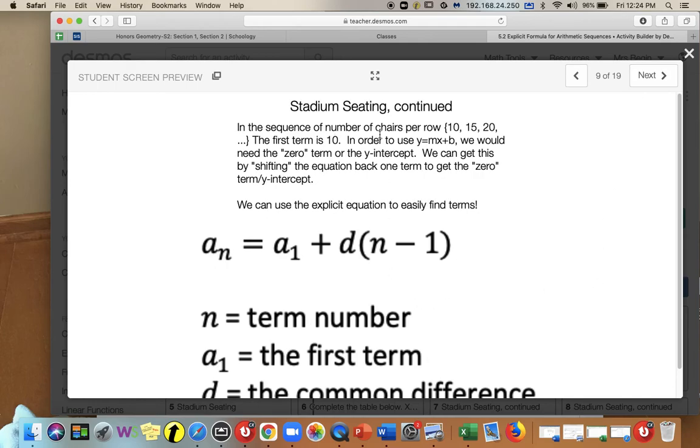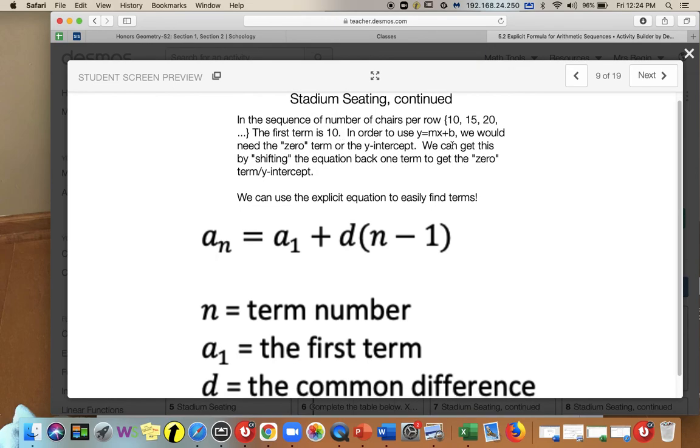So in a sequence of numbers, in the sequence of number of chairs per row, 10, 15, 20, the first term is 10. The second term was 15. The third term was 20. In order to use y equals mx plus b, we would need the 0 term, or the y-intercept. And we can get this by shifting the equation back one term to get the 0 term.